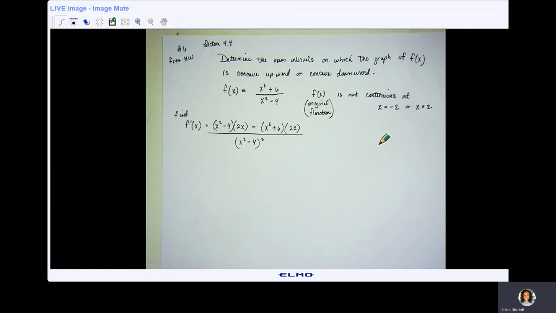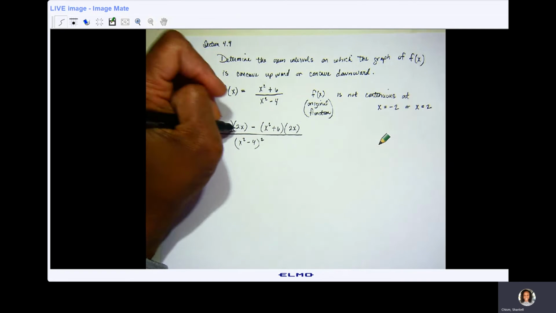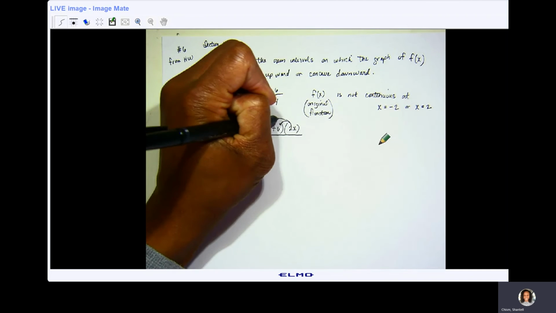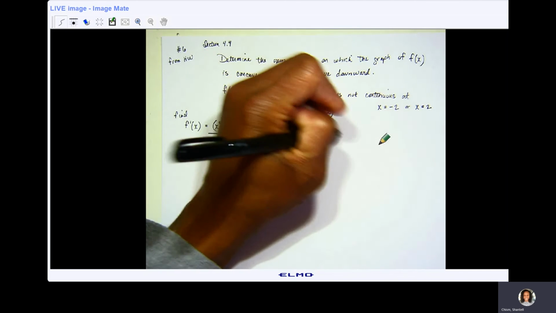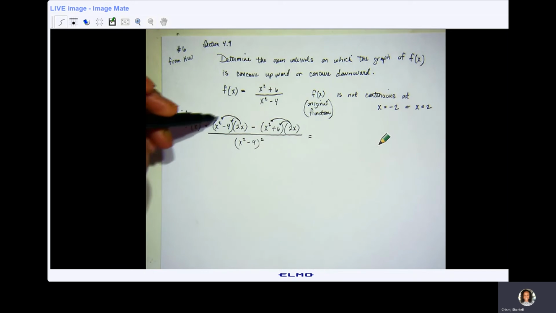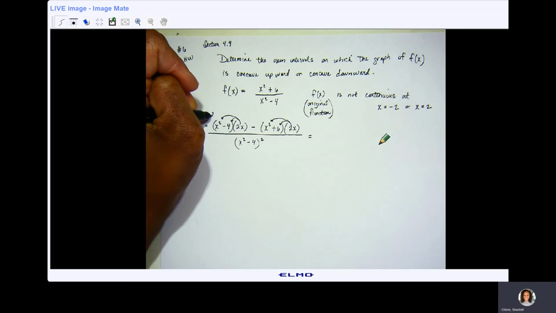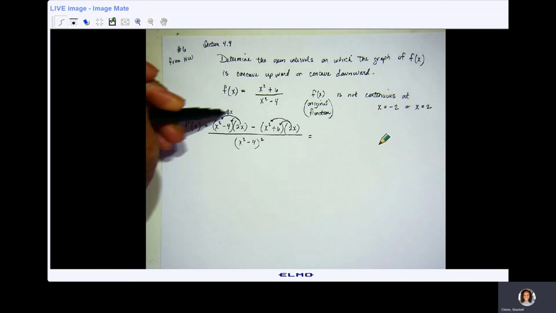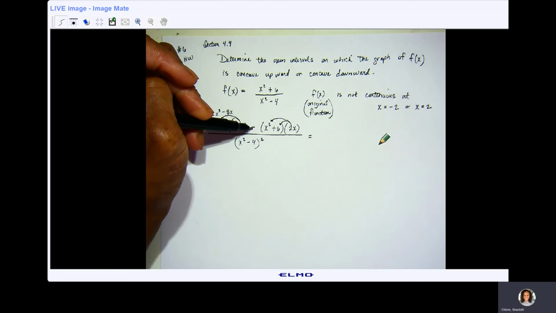We're going to clean this up a little bit. It should clean up nicely. I'll use the distributive property here and write the final answer over here. So this gives me 2x cubed minus 8x right there. And then I've got minus here.